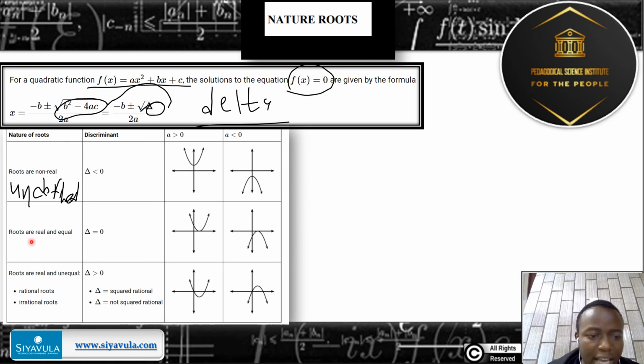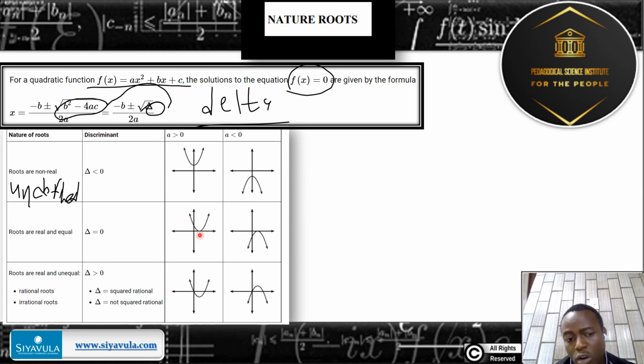Two, roots are real and equal. If the roots are real and equal, it is when your delta is equal to 0. You have to know these things. When your delta is equal to 0, your roots are real and equal. Then that's where your graph is like that.